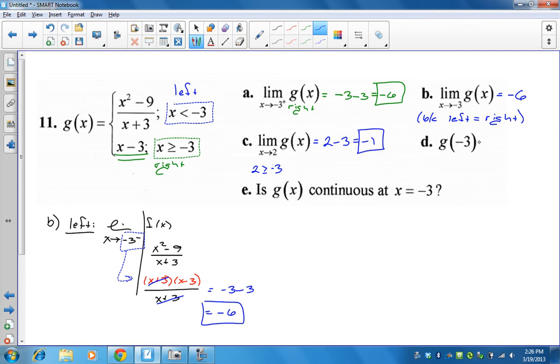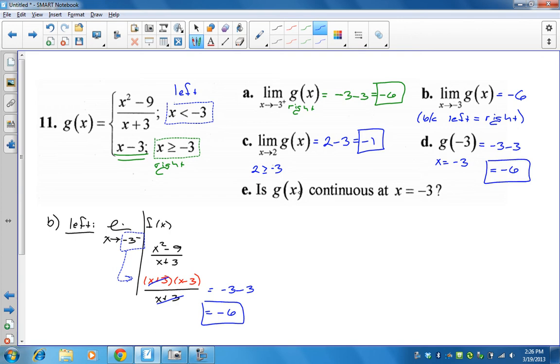G of negative 3 means I want to know exactly what's happening when x is equal to negative 3. And x equals negative 3, again, is this bottom one. It's x is greater than or equal to, so that includes the equal part. So I will plug in negative 3 into the bottom one. Negative 3 minus 3 is negative 6.